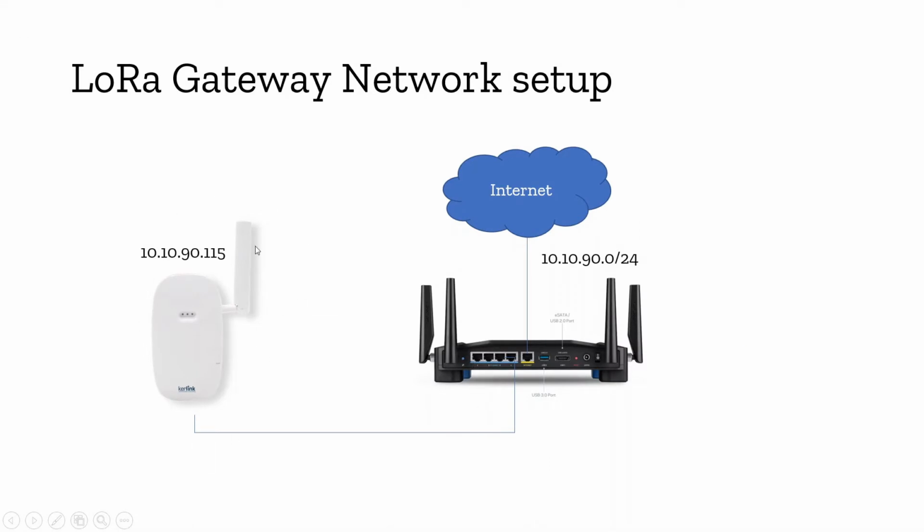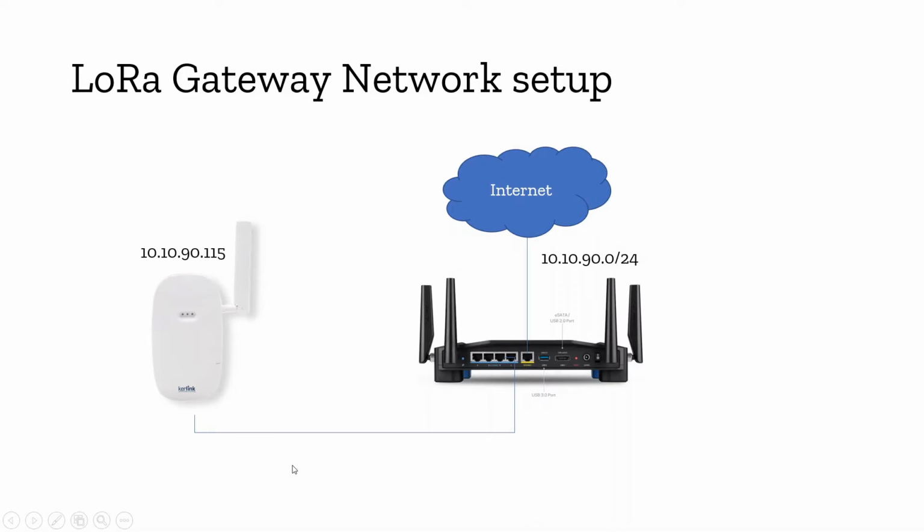This is the network setup of our LoRa gateway. This is the Kerlink iFemtoCell Evolution gateway, which has an Ethernet backhaul. I have connected the gateway to one of the Ethernet ports in my router, and another port is the WAN network to connect to the internet. The IP address of my gateway is 10.10.90.115. This is the IP address I'm going to use throughout this video, and you can note it down.